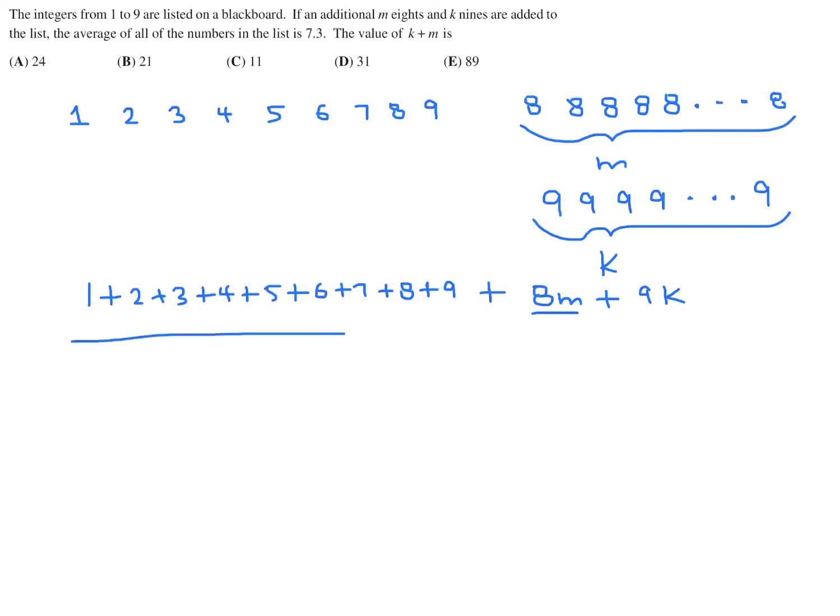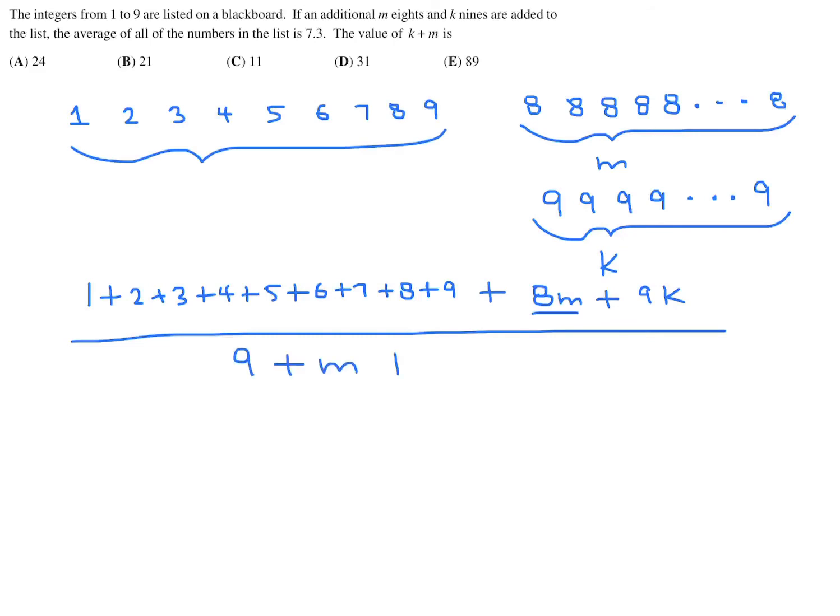And then, of course, you divide by the total number of numbers. That's 9 of these guys, m 8s and k 9s. And they tell you that average is 7.3. So that's basically the mathematical equation that we have to figure out. We eventually have to figure out k plus m. So either we will get to a point where k plus m equals something, or we will get to an equation, and through inspection we will have to figure out individually the values of k and m.